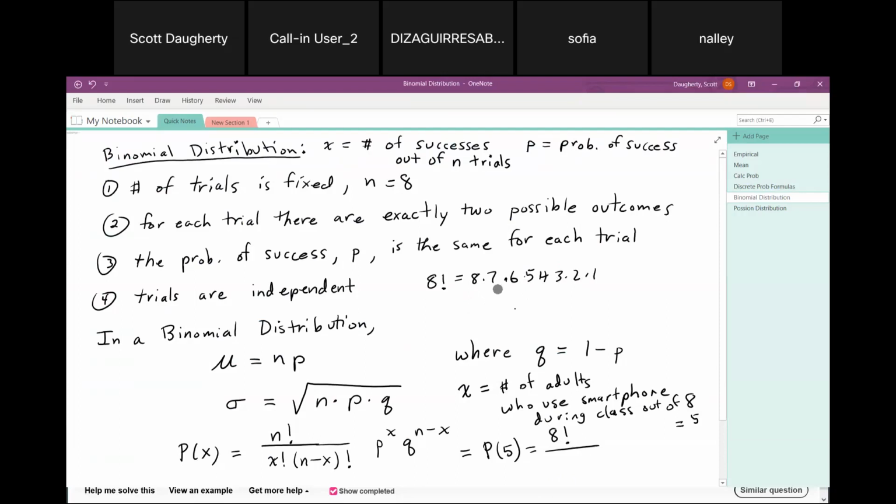Okay, and you could do that on your calculator, right? Just multiply those together, and that's what this number is on top. It's called 8 factorial. On the bottom, you're going to divide by x factorial. Well, 5 factorial, right? Because x is 5 here. So that's just 5 times 4 times 3 times 2 times 1. And then n minus x factorial. So 8 minus 5 factorial, which is just a 3, right? 8 minus 5 is 3. So that's 3 times 2 times 1.